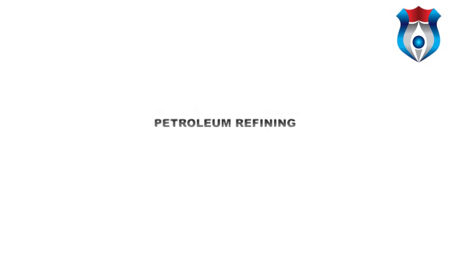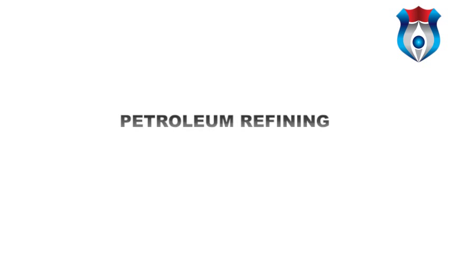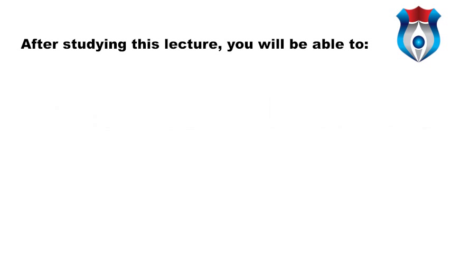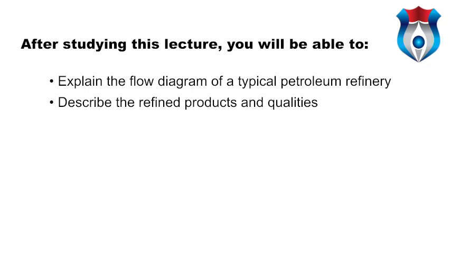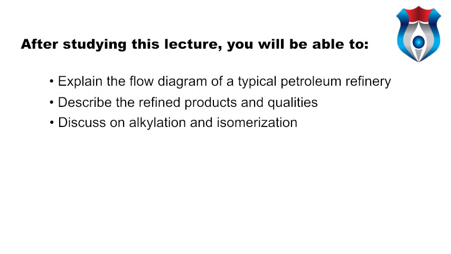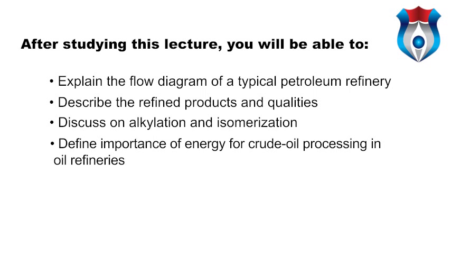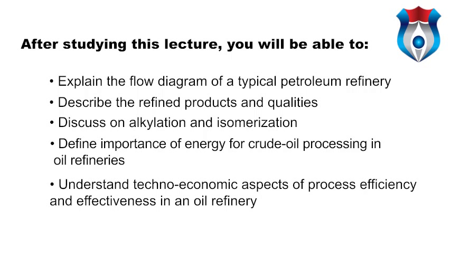Hello students, welcome to the lecture on petroleum refining. After this lecture, we will be able to learn the following objectives: explain the flow diagram of a typical petroleum refinery, describe the refined products and qualities, discuss alkylation and isomerization, define the importance of energy for crude oil processing in oil refineries, and understand the techno-economic aspect of process efficiency and effectiveness in an oil refinery.